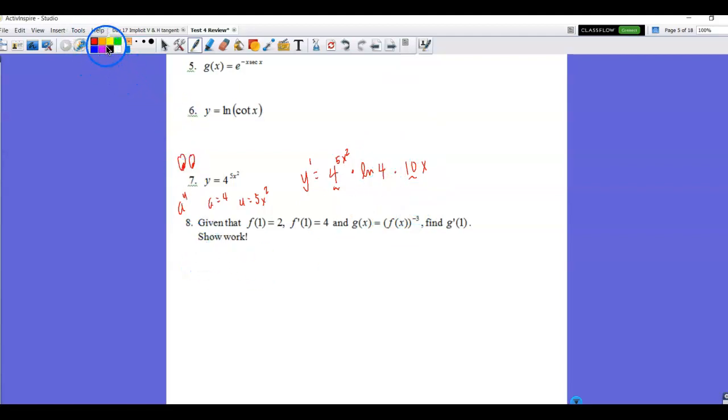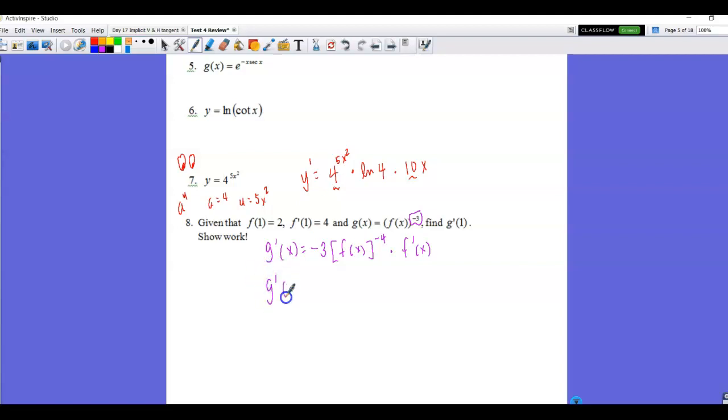Number 8 looks like a symbolic derivative. We have a given point on f, 1, 2. We have the derivative, and then we have this function named g of x, and we're finding the derivative of g. So when we find the derivative of g of x, I'm going to do that with variables first. G prime of x, I have an outside power operating on f of x, so I need the chain rule. So I'll have negative 3, leave the inside alone, so f of x just comes along for the ride. Decrease the power by 1 to negative 4. That's the derivative of the outside, and then multiply by the derivative of the inside.